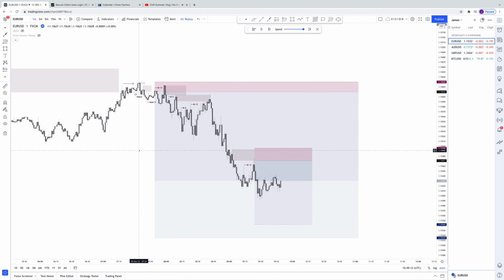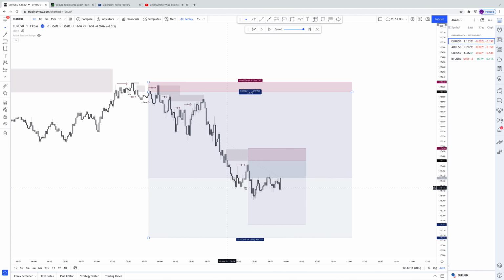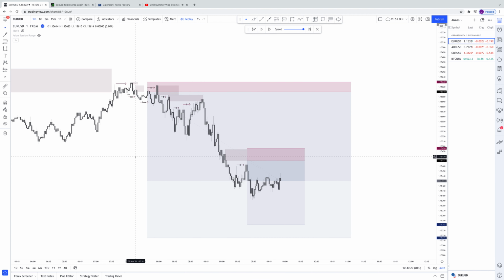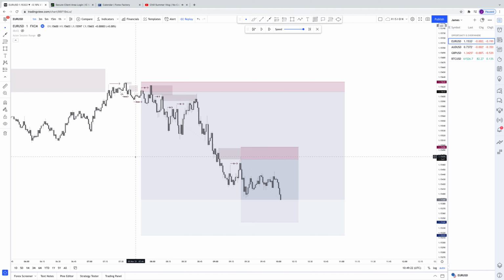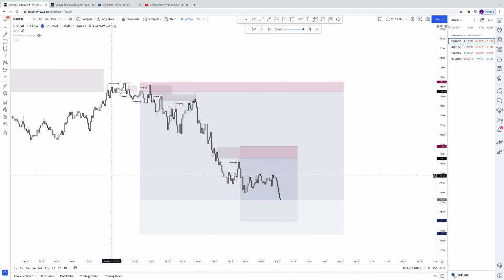Okay, moving on. Same thing, we have a nice push down, we have a high. Could we be looking at entries there? Definitely. Don't know if this, yeah, so you wouldn't have been filled on that one. So, you know, it happens.